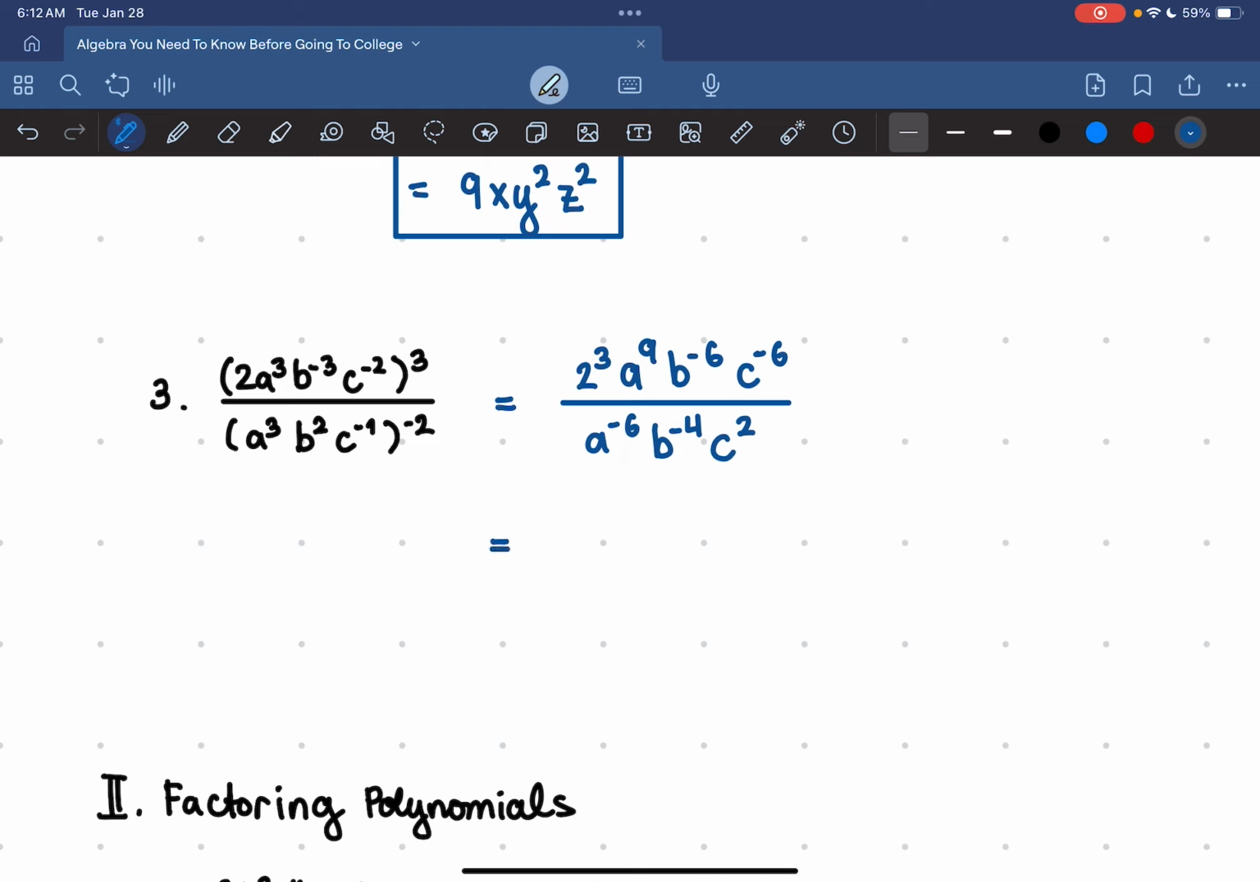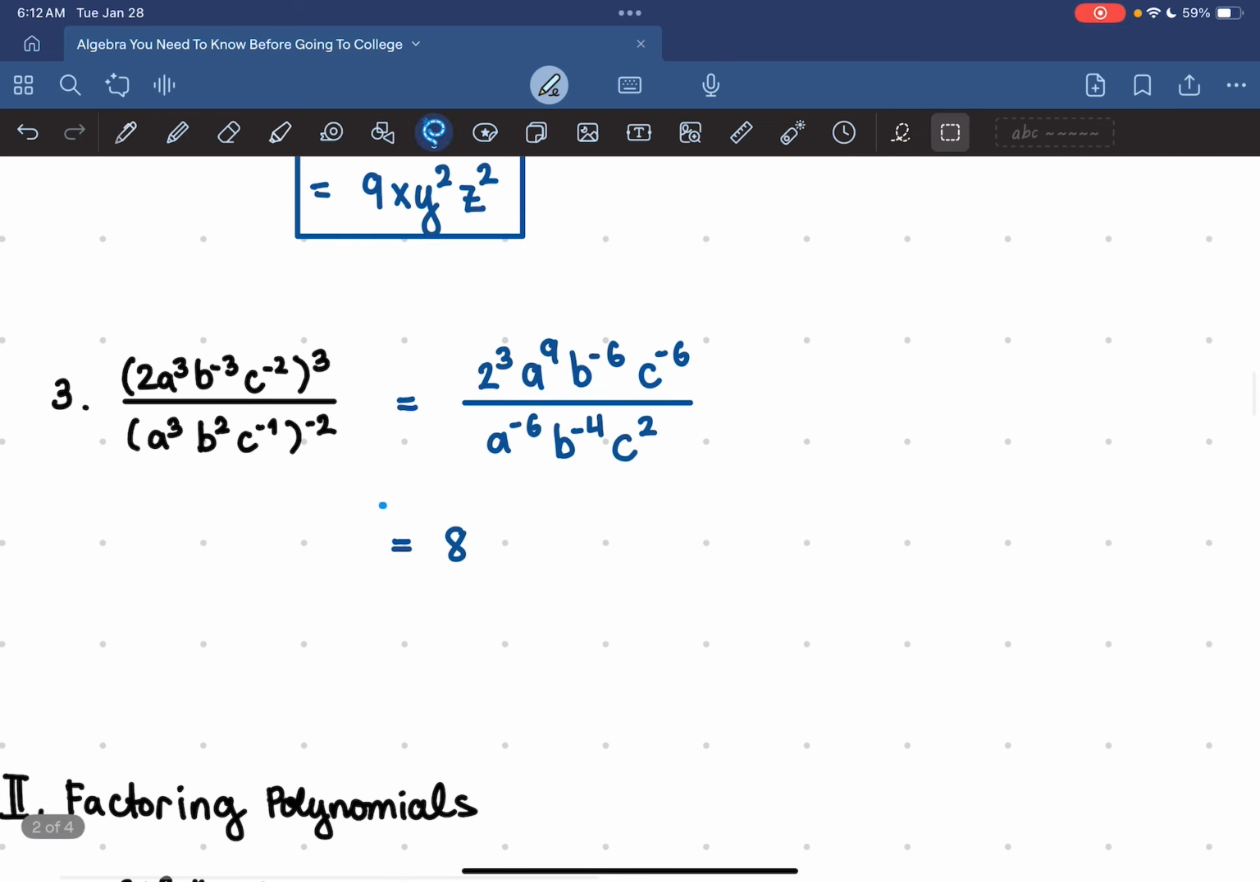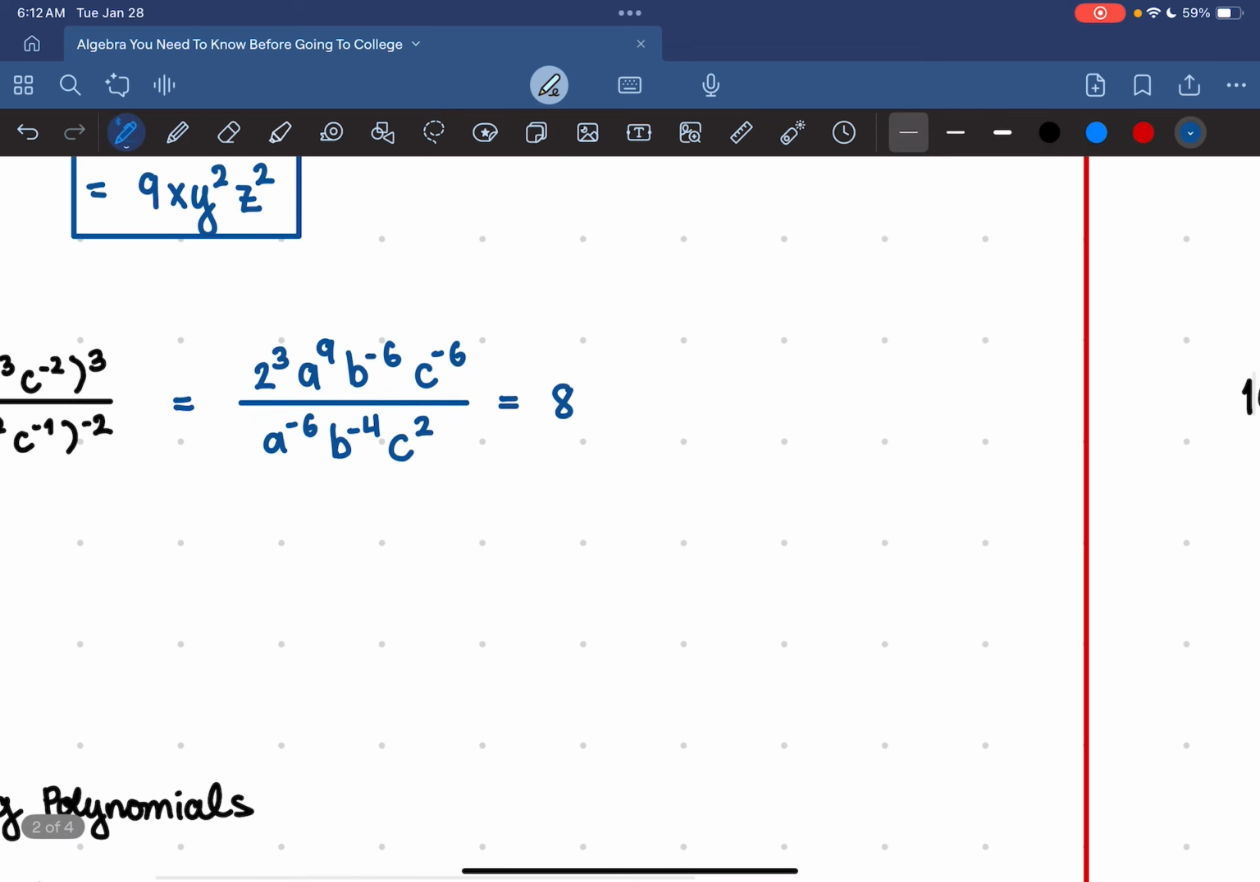So we'll have 2 cubed. For 2 cubed, just simply 8. Actually, we're lacking space here, so why not move it a little bit here? There you go. And then for a, we'll have a raised to 9.